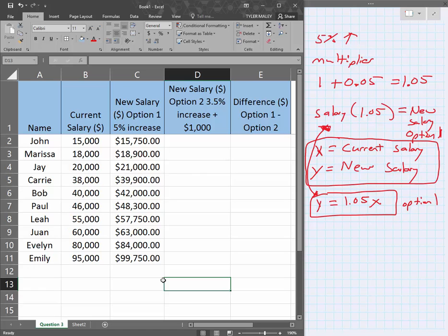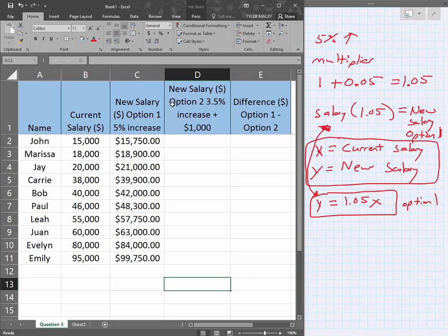Then the new salary for option 2, notice the order here. We have a 3.5% increase, and then you get an extra $1,000. It's important to understand the order, because you don't get the $1,000 first and then a 3.5% increase, which would actually give you more money. If you get the $1,000 first, you're increasing your money and then applying a percentage increase on top of that. That would give you more money, but that's not the scenario here. It says very clearly that you get a 3.5% increase and then $1,000.